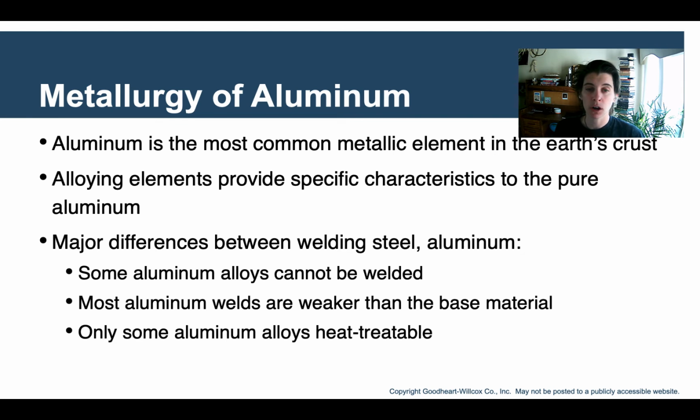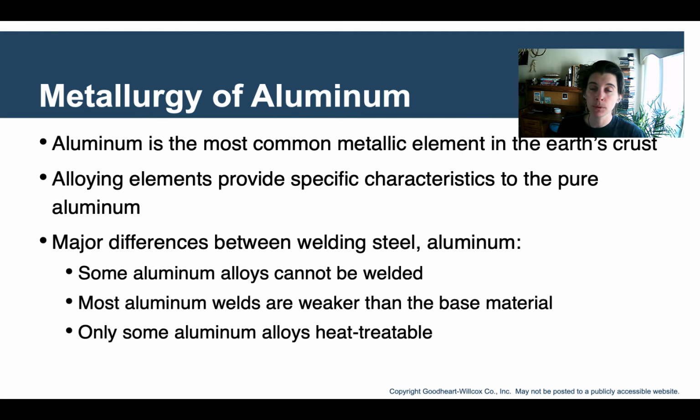A little bit about the metallurgy of aluminum. It is the most common metallic element in the Earth's crust. Alloying elements that you add to it provide specific characteristics to the pure aluminum. You do use pure aluminum, but it's much more common to use aluminum alloys. A major difference between welding steel and aluminum is that some alloys cannot be welded at all.